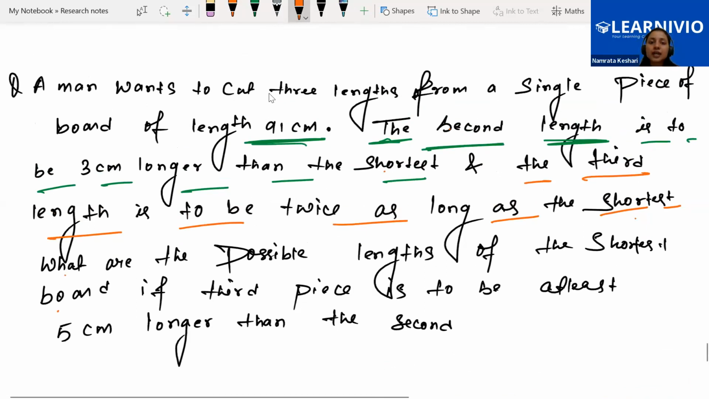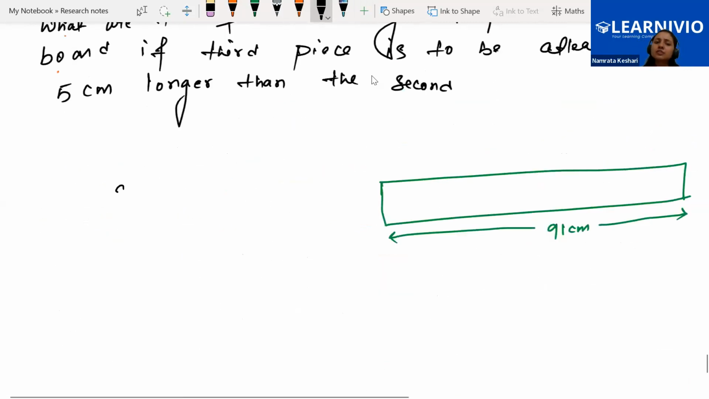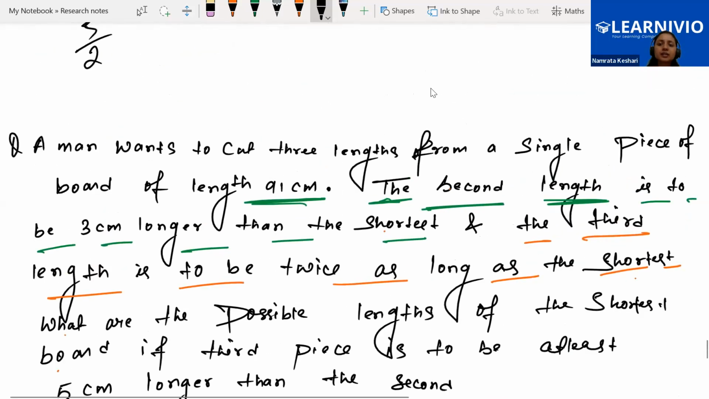Now let's try to connect the given data. The second length is to be 3 centimeter longer than the shortest. So let's assume everything is dependent on the shortest. Let's assume the shortest part of the board is x centimeter. Now let's try to write the second part and third part length.